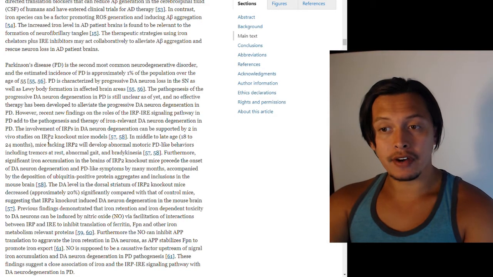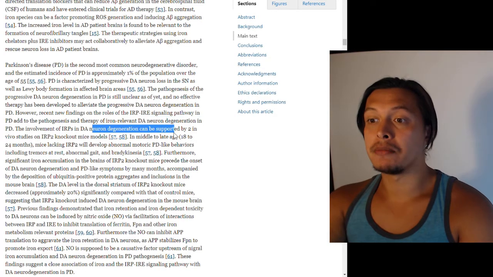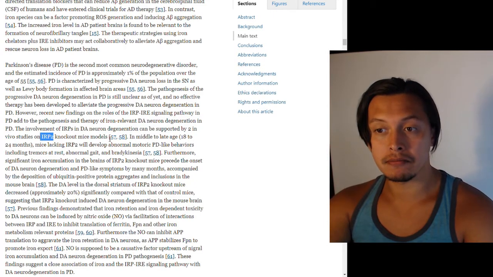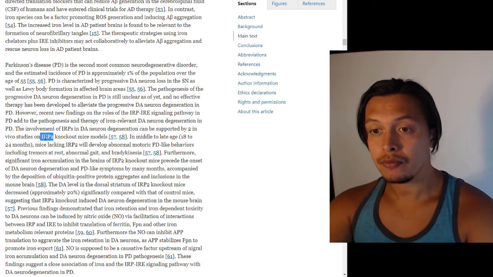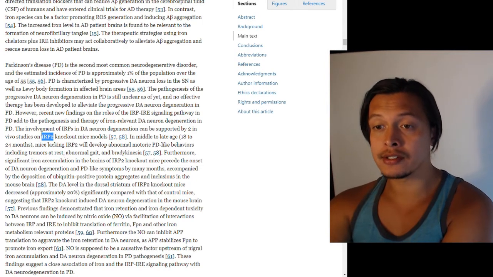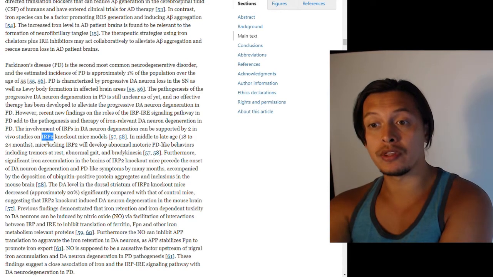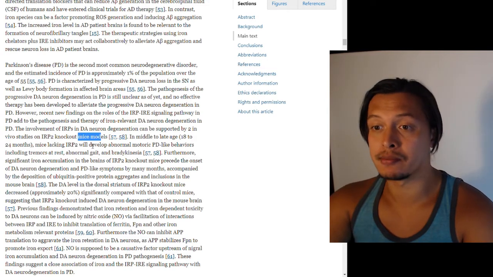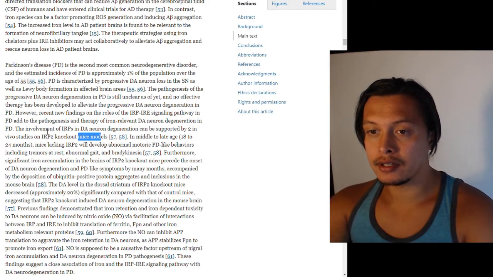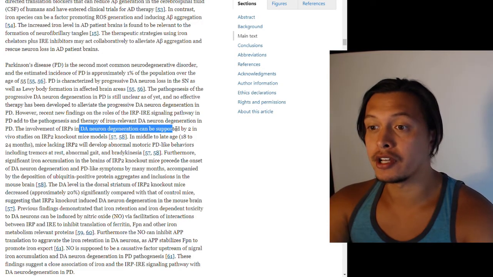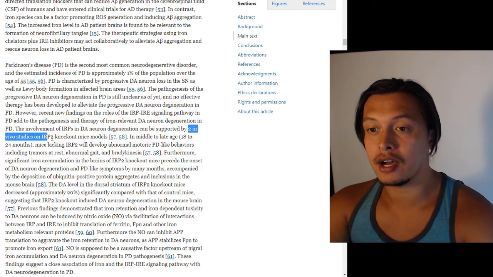So the involvement of IRP in DA neuron degeneration can be supported by 2 in vivo studies on IRP2 knockout mice models. So remember, you have 2 iron regulatory proteins, and there is a knockout with the iron regulatory protein number 2 in this mouse model. And the involvement of these proteins in the dopaminergic neuron degeneration can be supported by 2 studies on these knockout mice.